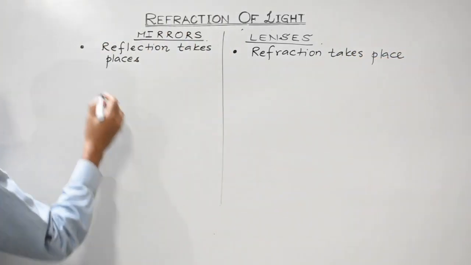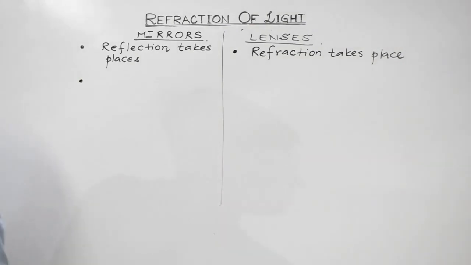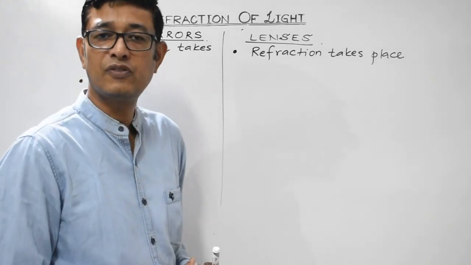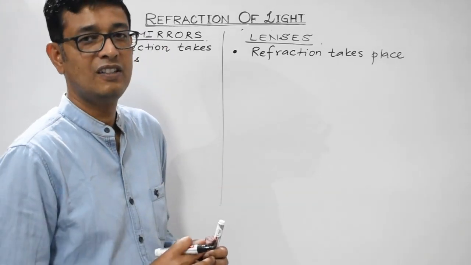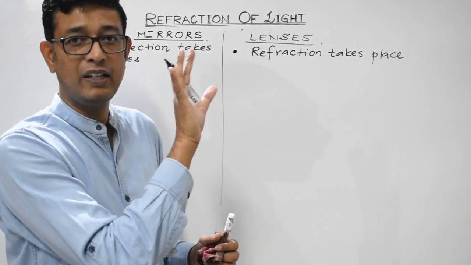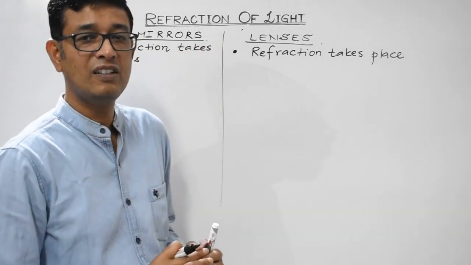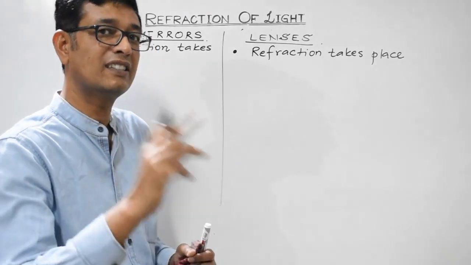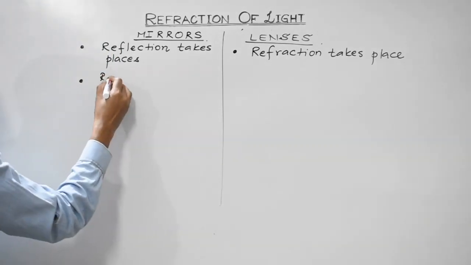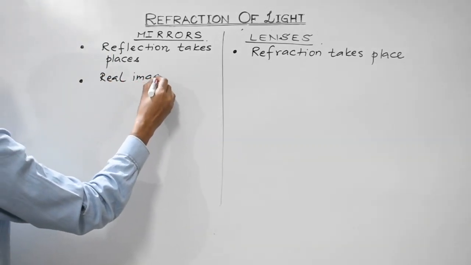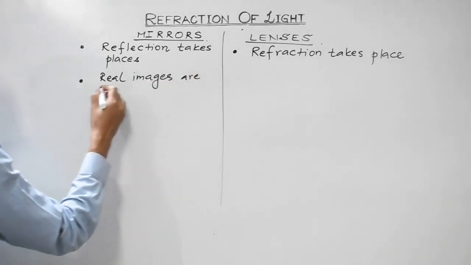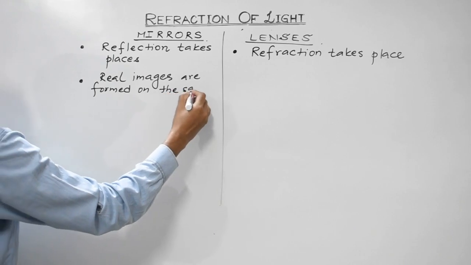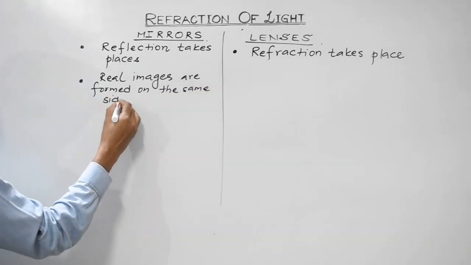Okay. Now second, in case of mirrors, students, just remember, if the image is formed on the same side as that of the object, then a screen can be placed at that position and the image can be obtained on the screen. So in case of mirrors, real images are formed on the same side as that of the object.